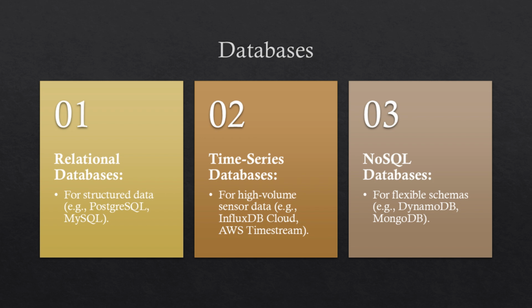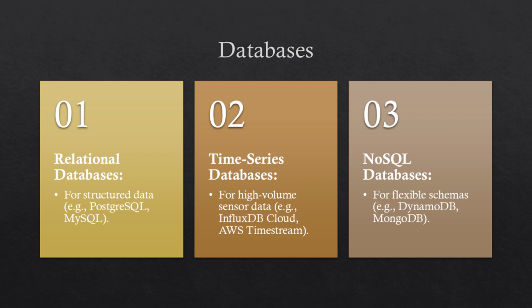Time series databases. Examples: InfluxDB Cloud, AWS TimeStream. Use case: suited for high-volume sensor data with time stamps. Benefits: optimized for time series data, offering efficient storage and retrieval of sequential data points.